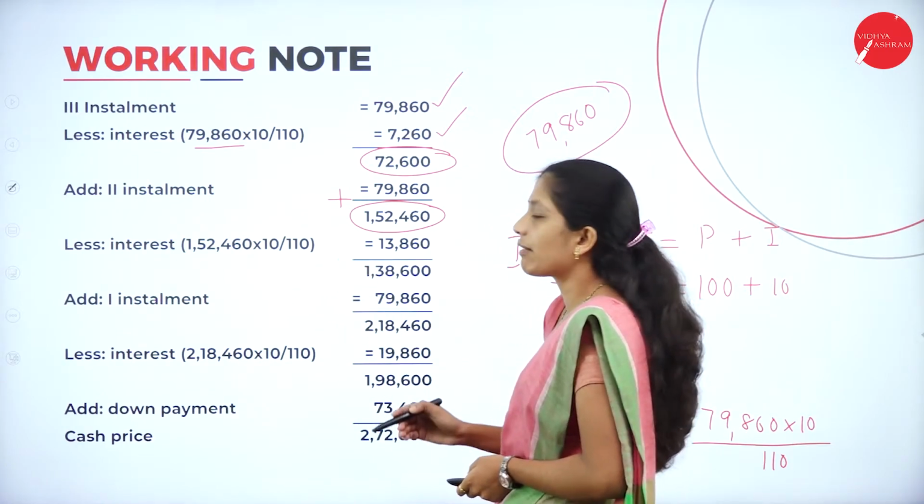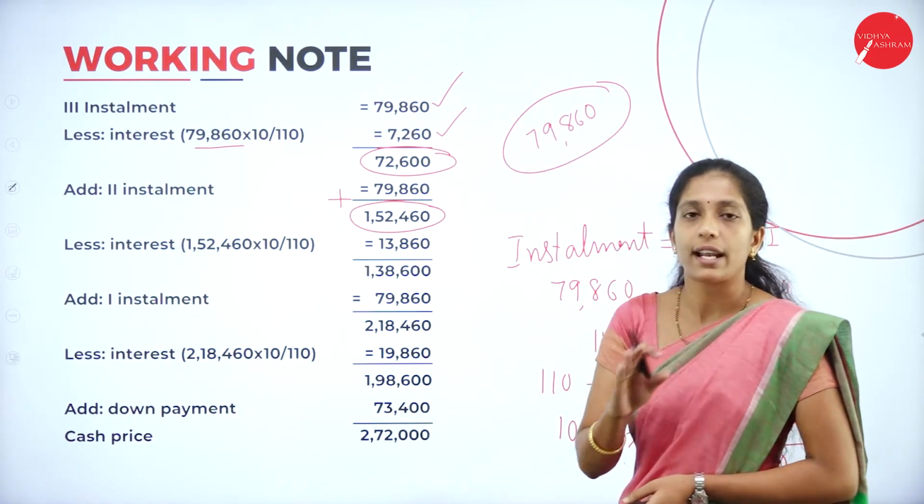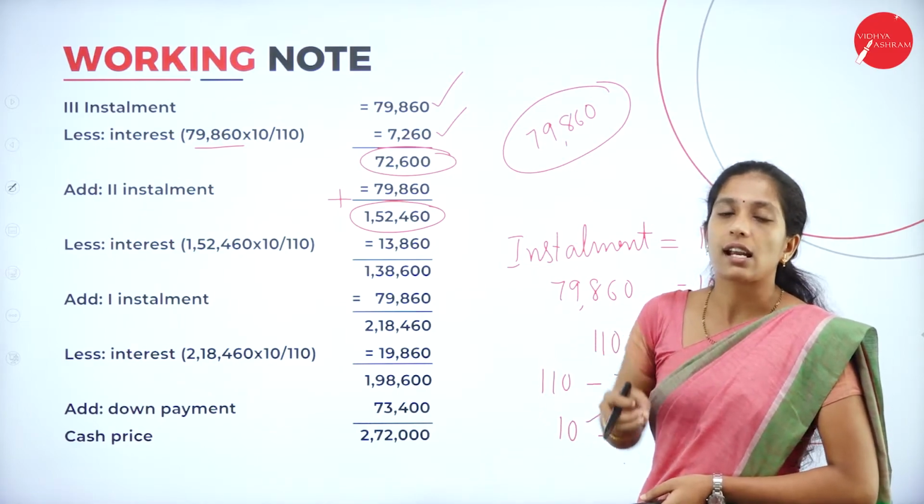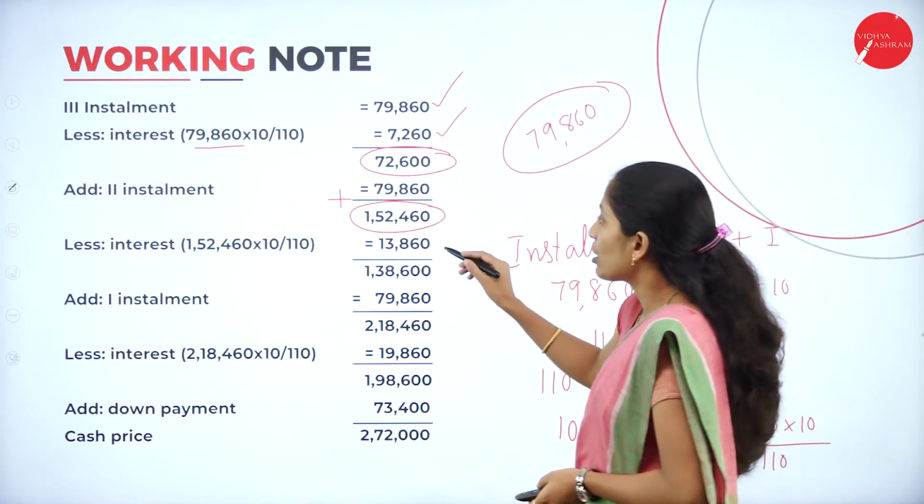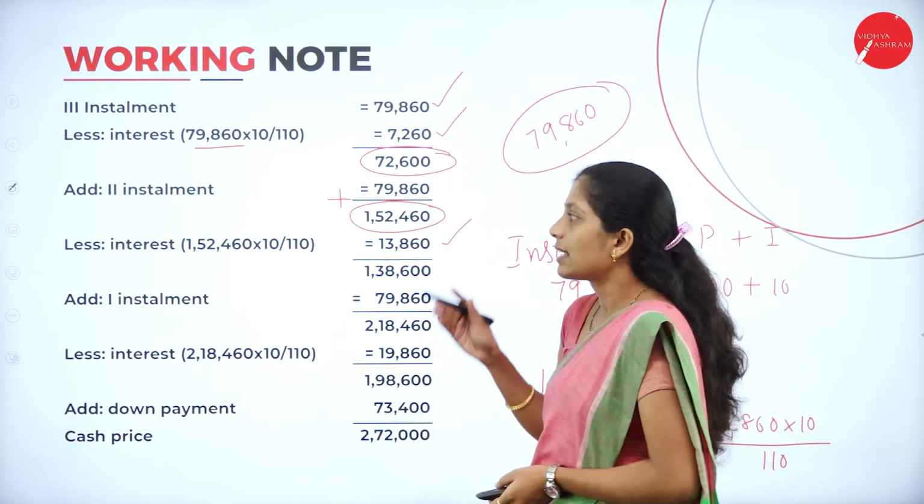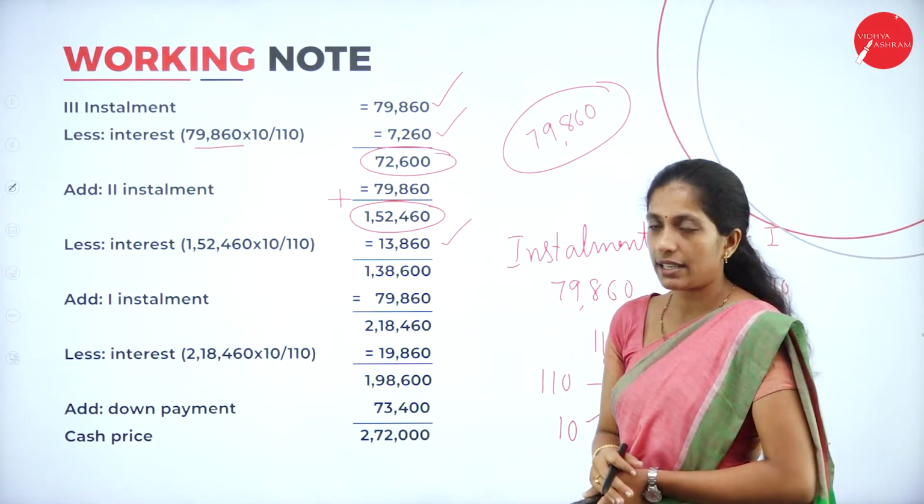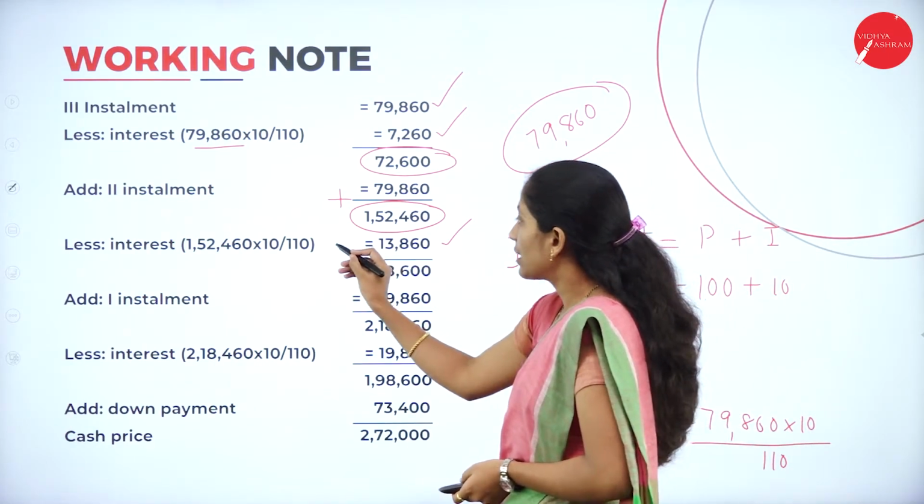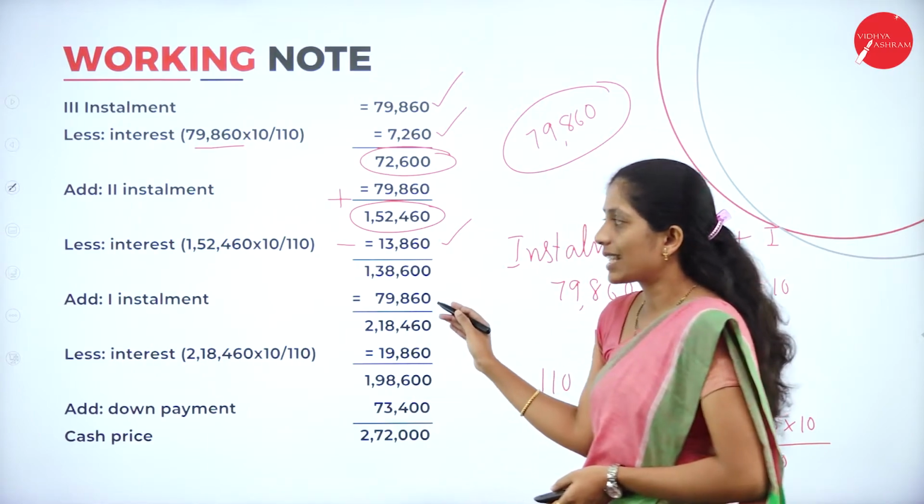1,52,460 into 10 divided by 110. It's not 10 divided by 100 because it is inclusive of interest. So I'll get 13,860 as second year interest. When you deduct this, you will get 1,38,600.